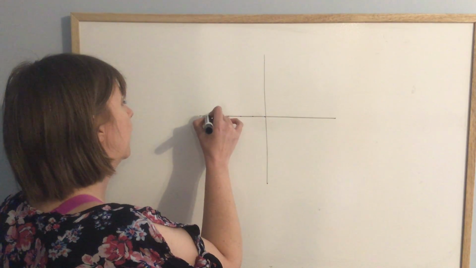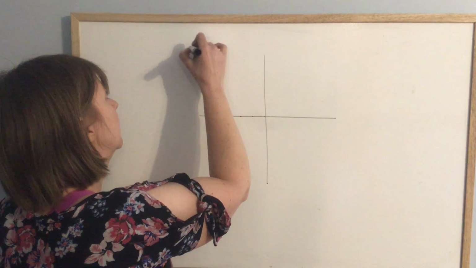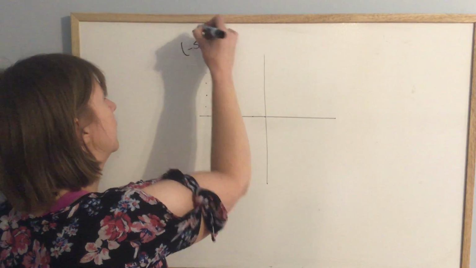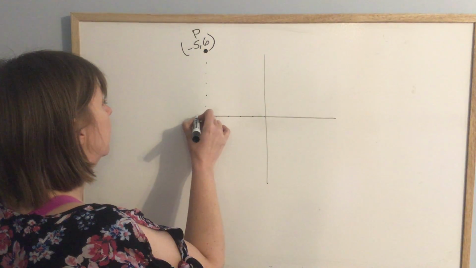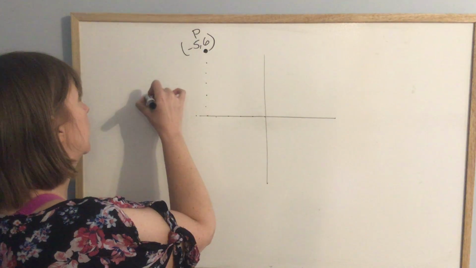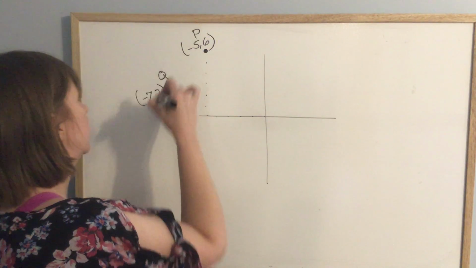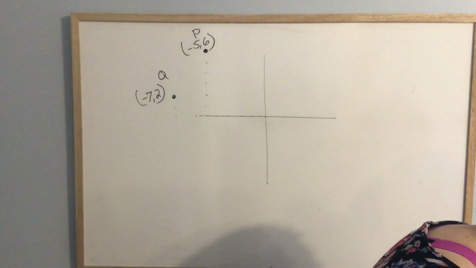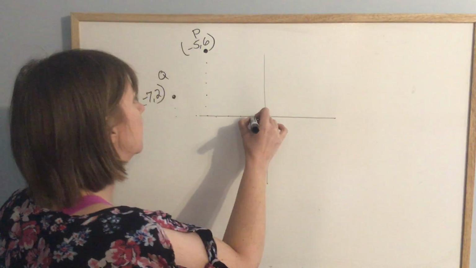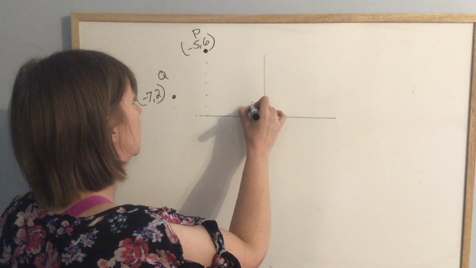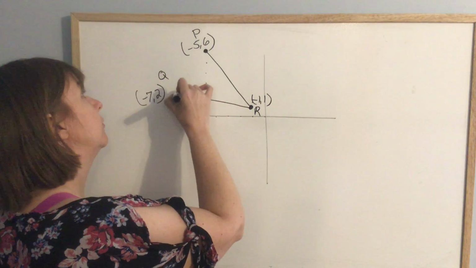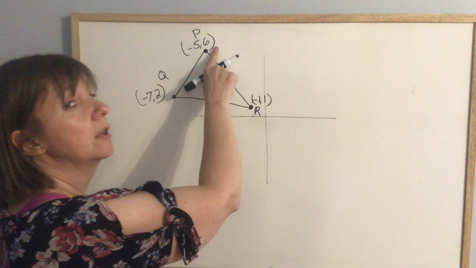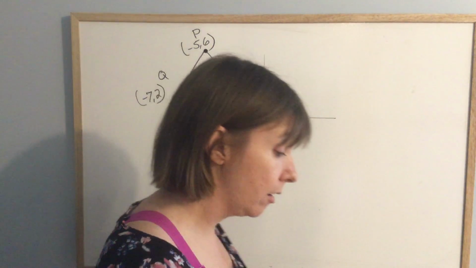So, P is -5 and 6. So 1, 2, 3, 4, 5, 1, 2, 3, 4, 5, 6. -5 and 6, that's point P. Q is -7 and 2. So -5, 6, 7, 1, 2. -7 and 2, that is point Q. And R is -1 and 1. So make sure, even if you're doing it on graph paper, that there's a P beside this point and a Q beside this point and an R beside that point.